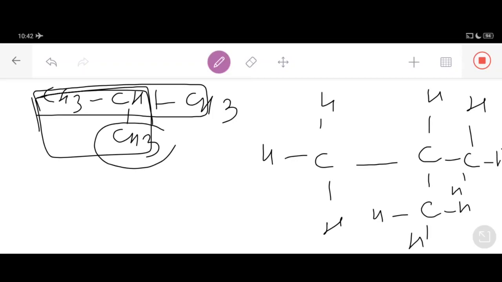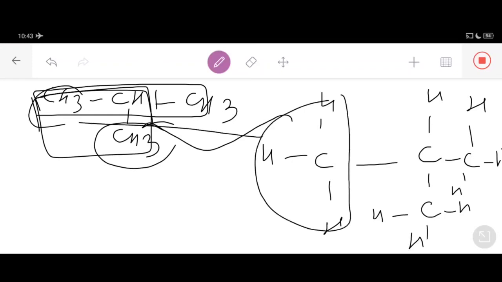Look, this is CH3, this is the condensed formula. This is the open formula, this is the condensed formula, mark my words. This CH3 is one carbon and H3. Now CH, this is C and H. Now CH3, one carbon and 3 hydrogens. CH3, then CH3, CH3.